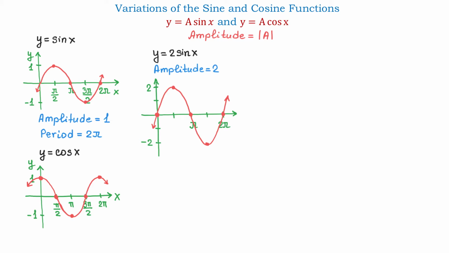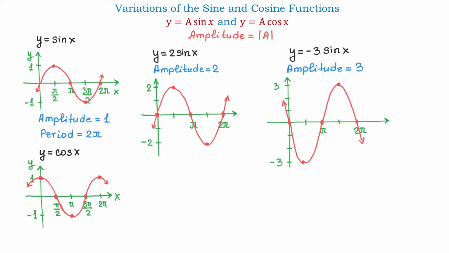Now, what if we have the function y equals -3 sine of x? So the number that we have in front of sine is -3, but because the amplitude is the absolute value of this number, absolute value of -3 is +3. So the amplitude is +3. The period of this function is still 2 pi. However, because of this negative that we have in front of the function, the graph will be reflected about the x-axis. So let's see the graph.